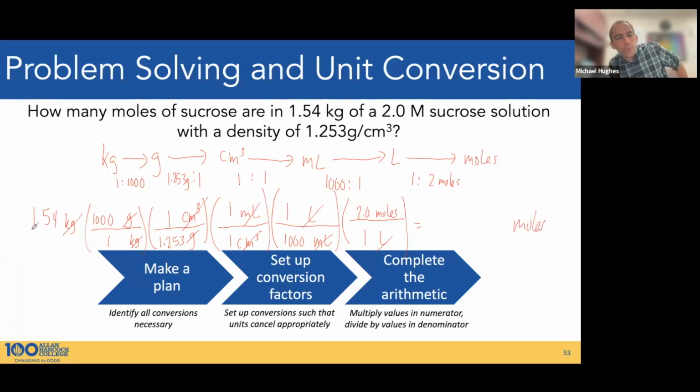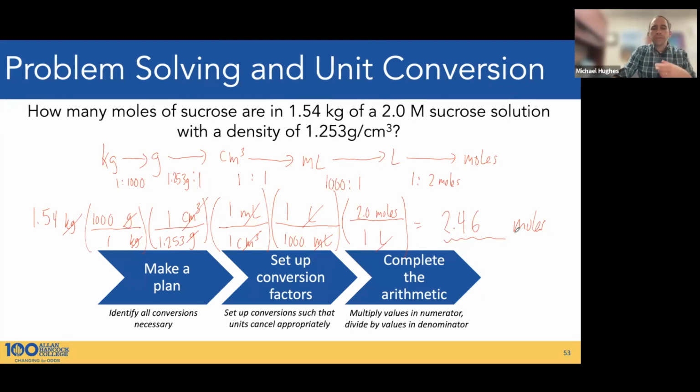So we take 1.54 times 1,000 divided by 1.253 times 1 divided by 1 divided by 1,000 and times 2, and we get 2.46 moles of sucrose.